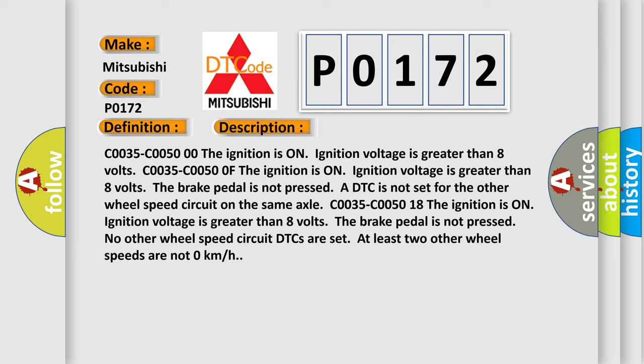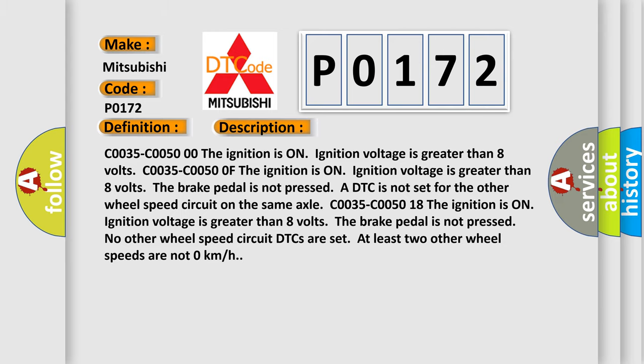C0035 C0050: the ignition is on, ignition voltage is greater than 8 volts. The brake pedal is not pressed. A DTC is not set for the other wheel speed circuit on the same axle. C0035 C0050 18: the ignition is on, ignition voltage is greater than 8 volts. The brake pedal is not pressed. No other wheel speed circuit DTCs are set. At least two other wheel speeds are not 0 km per hour.